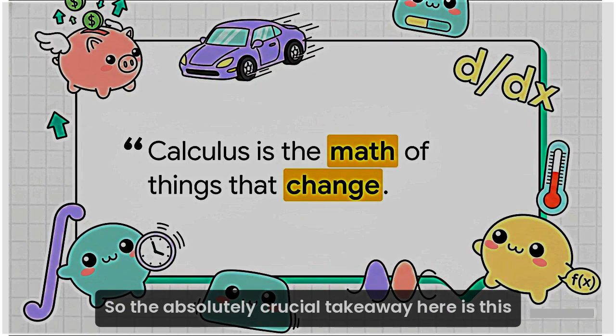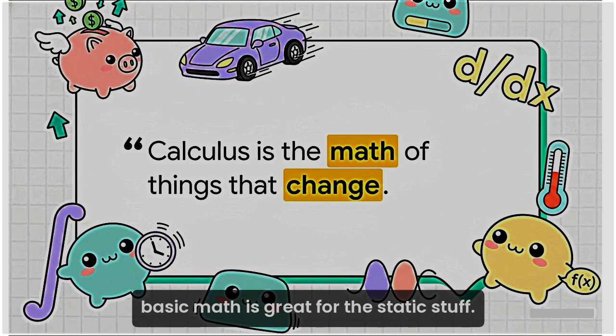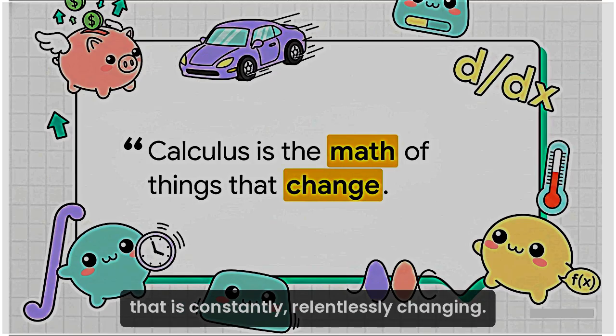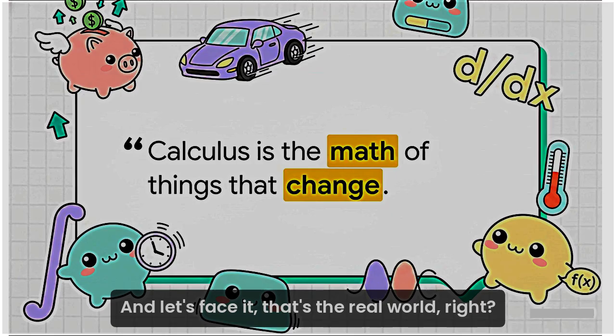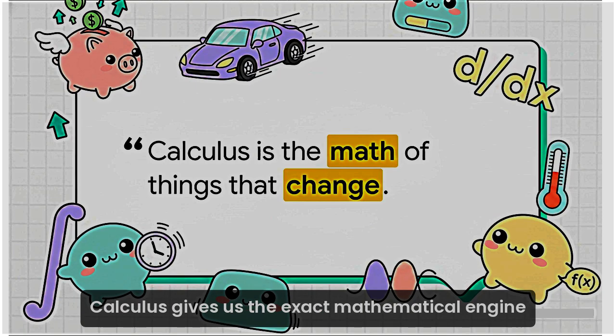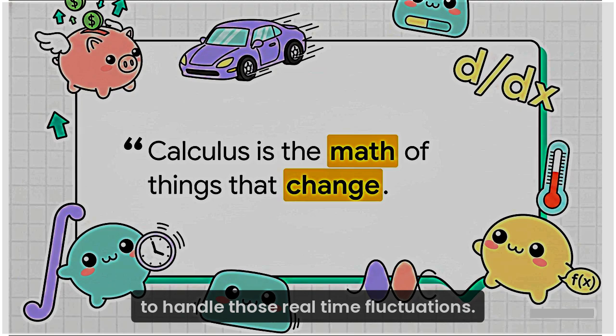So the absolutely crucial takeaway here is this. Basic math is great for the static stuff, but calculus? Calculus was built specifically to solve problems in a world that is constantly, relentlessly changing. And let's face it, that's the real world, right? Prices change, speeds change, temperatures change. Calculus gives us the exact mathematical engine to handle those real-time fluctuations.